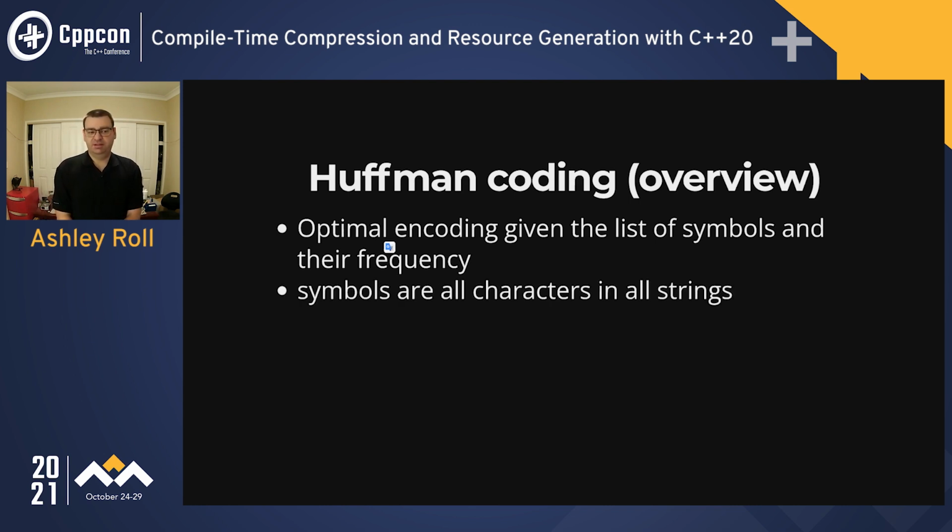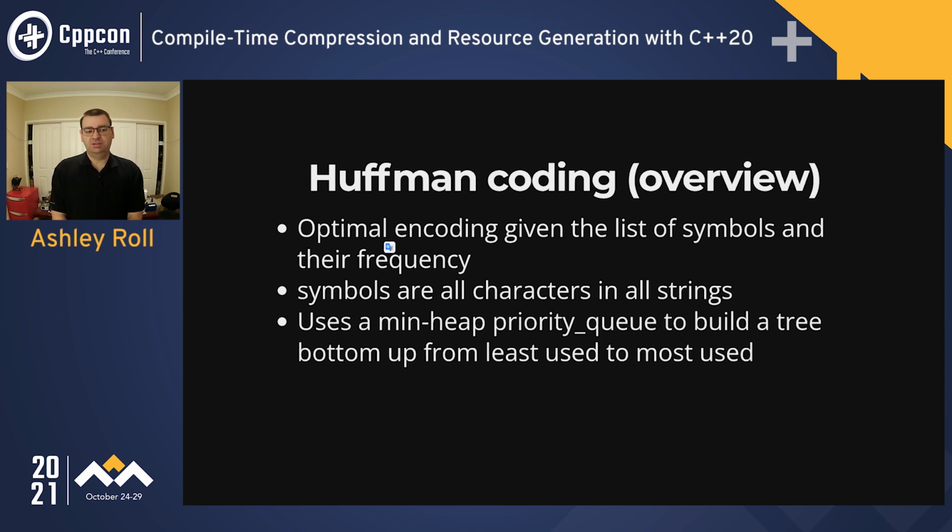The symbols in our case are all the characters in all the strings. So I chose to build a single Huffman table for every string in the map. Now this might be useful if you have a limited number of characters, for instance, like drawing borders or rendering some sort of text-based graphic drawings, things like that.